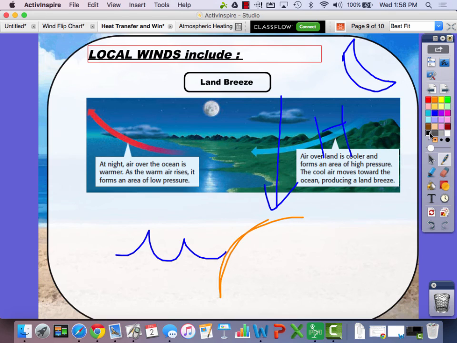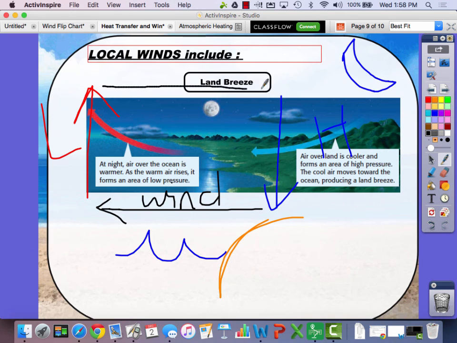When it drops on the land, remember, high to low is where our wind is. So it's going, plus it's a land breeze, it's going from the land. And that wind will warm up there on the ground, warm up, warm up, warm up, until eventually it rises. What allows warm air to rise? Low pressure systems. And when it goes up into the atmosphere, it's going to cool down and then drop back down over the high pressure.